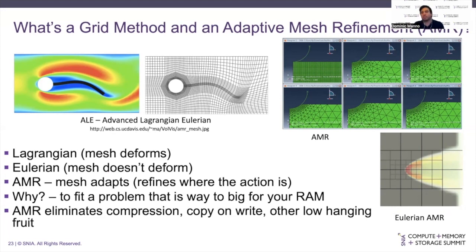So talking about Lagrangian and Eulerian methods, these are used depending on whether it's better for the simulation to deform its mesh or not. So you can see in the upper right-hand corner of the diagram, each one of those pictures is basically representing a time step, and you can see that mesh or material deforming. So that's an example of a mesh that's deforming.